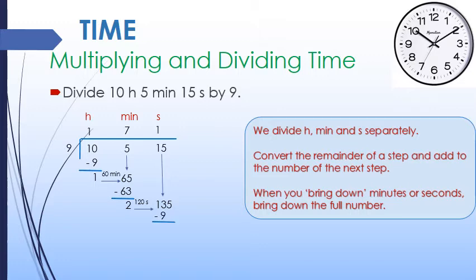9 ones are 9. 13 minus 9 is 4, and then 5 carries down, 45. So 9 5s are 45. So this way, when we divide 10 hour 5 minutes 15 seconds by 9, our answer is coming as 1 hour 7 minutes 15 seconds.